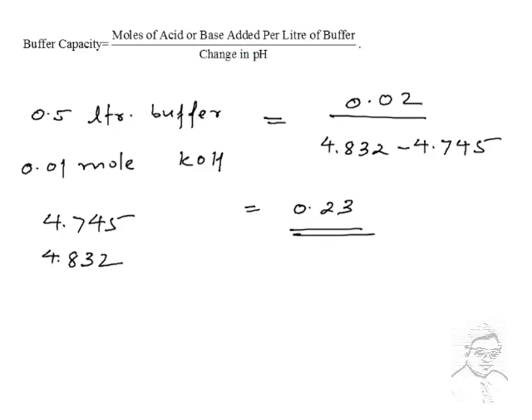What do you think? Should it be large? If a buffer solution is good, then should the buffer capacity be large or should it be small? It should be large, because change in pH should be very, very small, ideally speaking. And if denominator is small, then this fellow has to be large. So larger the capacity, better is the buffer solution.